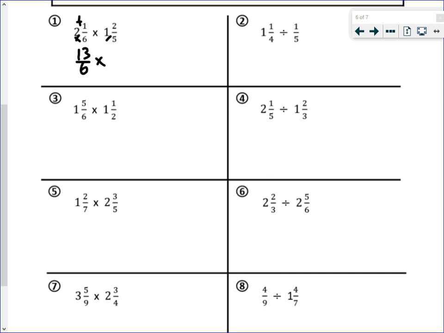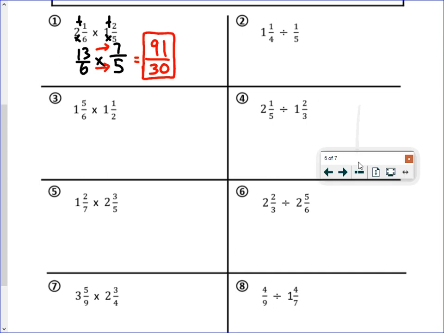Then I have 5 times 1 plus 2. So 5 plus 2, which is 7 over 5. Keep the denominator. Now I do everything the same. I multiply across. 7 times 13 is 91. 6 times 5 is 30. 91 is not simplifiable, so therefore, this is done. You do not have to change it back to a mixed number.